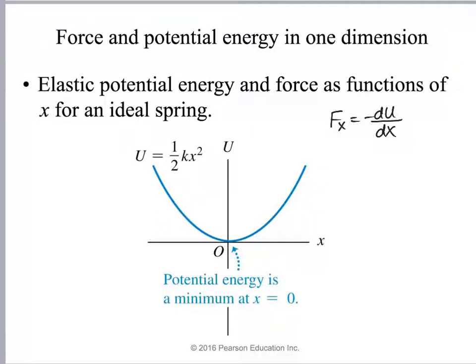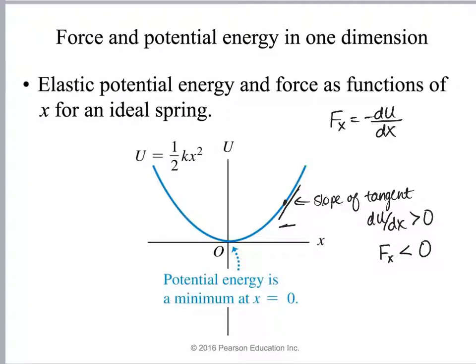So if we choose a point right here, and we look at the slope of this tangent line, that would be equal to du dx. And this slope is actually positive, right? So that means that this force in this situation is negative because of that negative sign right there. And so over here, the force is going to push the object to the left.